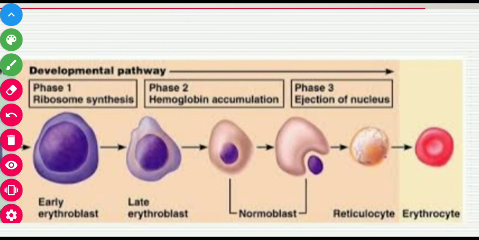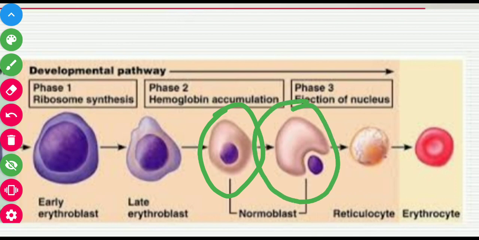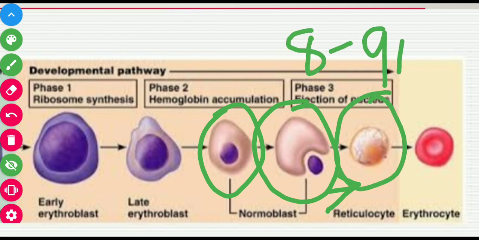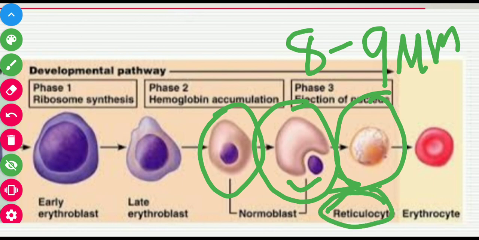So next is the normoblast. Here in the normoblast, the size is like a mature cell only, but it still possesses a nucleus. When there is ejection of the nucleus, that is termed a reticulocyte. This reticulocyte is 8 to 9 micrometer. The final maturation stage is reticulocyte. When the nucleus is expelled, it is converted into a reticulocyte, whose size is 8 to 9 micrometer in diameter.